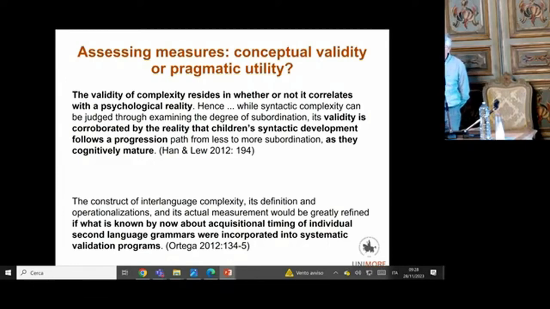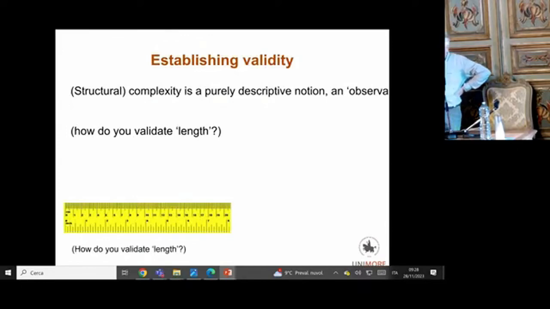The validity of complexity resides in whether or not it correlates with the psychological reality. Okay, so a measure is valid if it follows a progression. It's not valid if it doesn't. You know, I beg to disagree. What I wanted to say is that structural complexity is a descriptive notion. Okay, it's a measure like length.